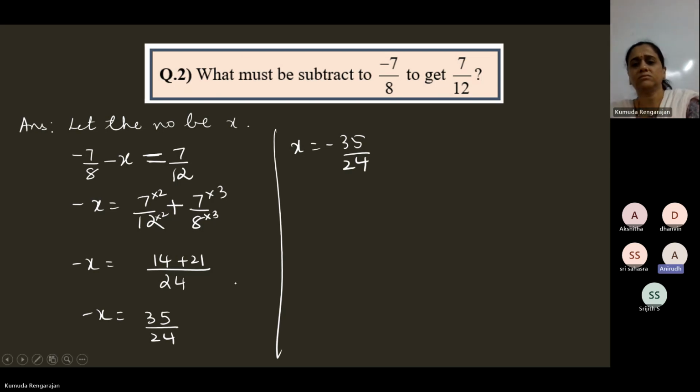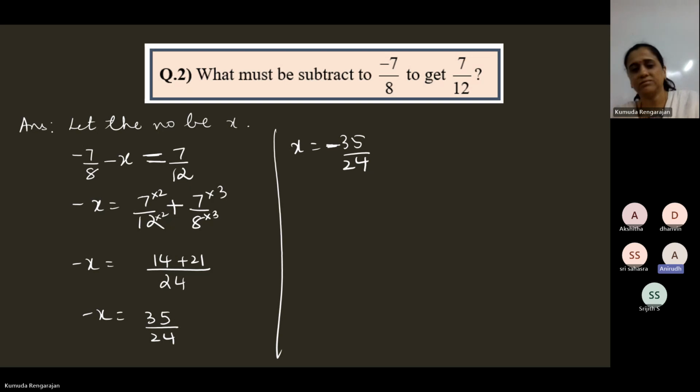Ma'am, I put the equation wrong, so I got the wrong answer. Okay. You can't simplify this any further. Sorry, ma'am, I did it wrong. Okay, you corrected your mistake, right? Yes, ma'am.